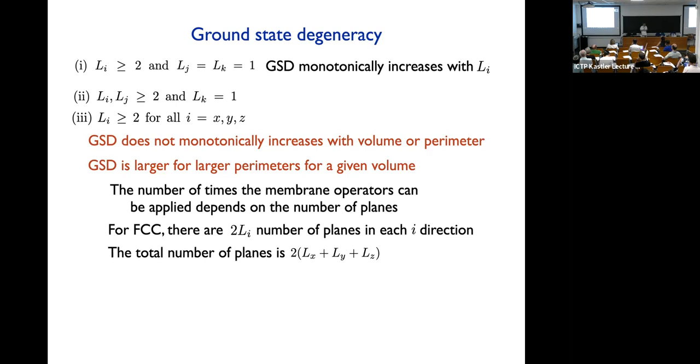Remember that I was using some kind of membrane-like operator to construct boundary excitations. I move them to the boundary and annihilate them, which creates another degenerate ground state. So obviously, if I can construct more and more of those membrane operators, then I can create more and more excitations, so more and more degenerate ground states.